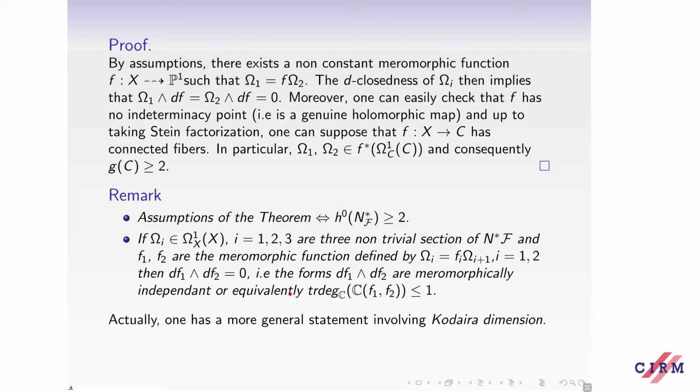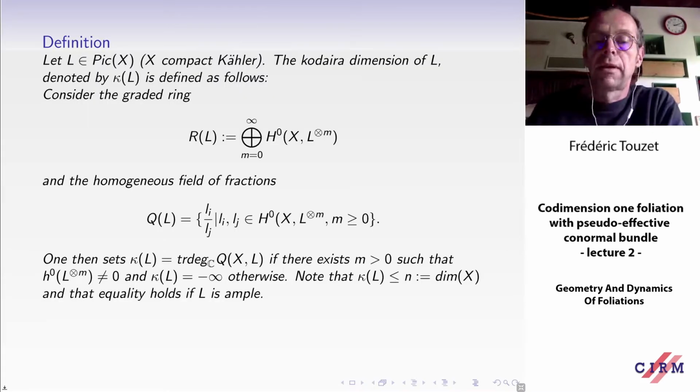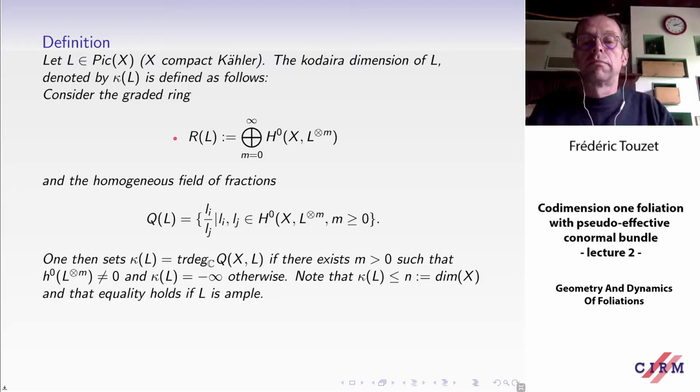Okay, so one can slightly generalize the statement by the use of Kodaira dimension. So I will recall briefly what it is. It is something which is defined on line bundles over complex manifolds. So Kodaira dimension somehow measures the growth of pluri-sections for a line bundle. That is, the dimension of sections of successive positive powers of L, and it can be characterized as follows.